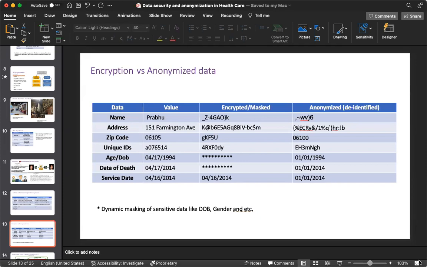On the other hand, if you look at the anonymized data, the first thing is that we strip off the address and name, but in their place we create a tokenization. I will talk about the tokenization later. When it comes to the zip code, you can see that 106105 becomes 06100. The other dates, including the date of service, are all stripped of month and day, and only the year is retained.